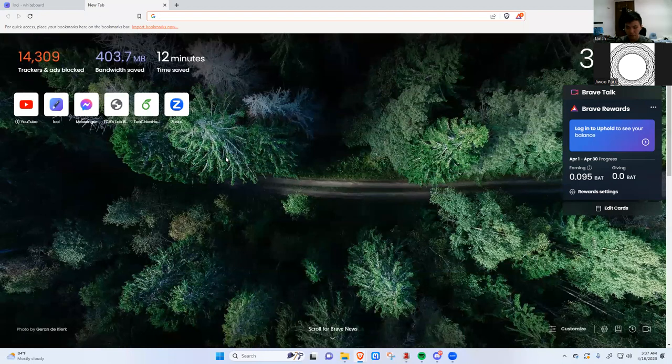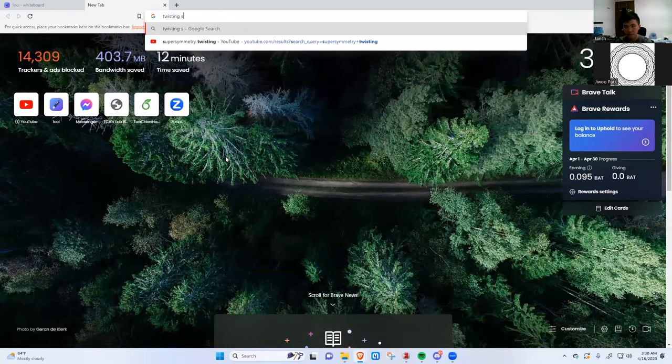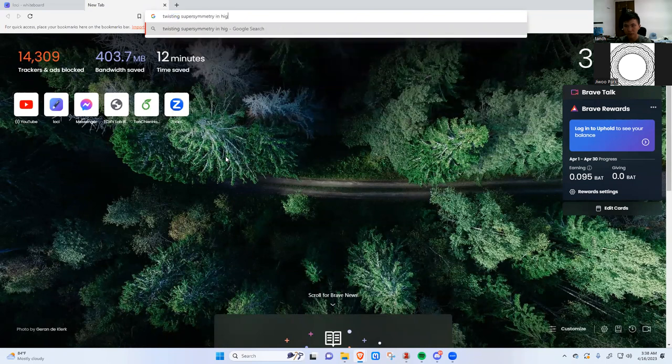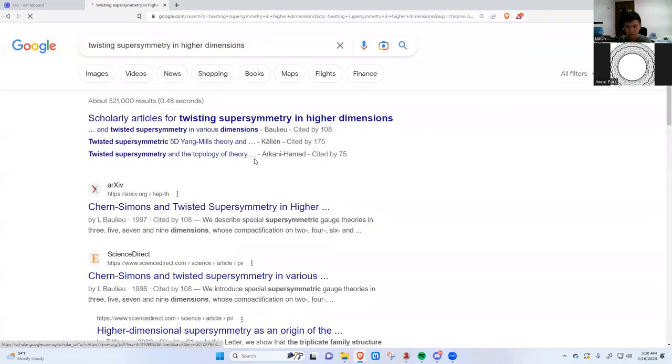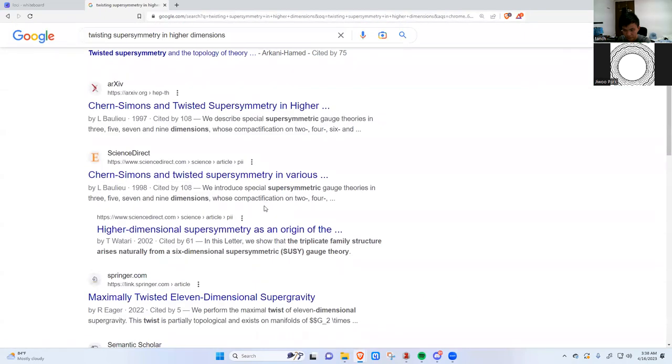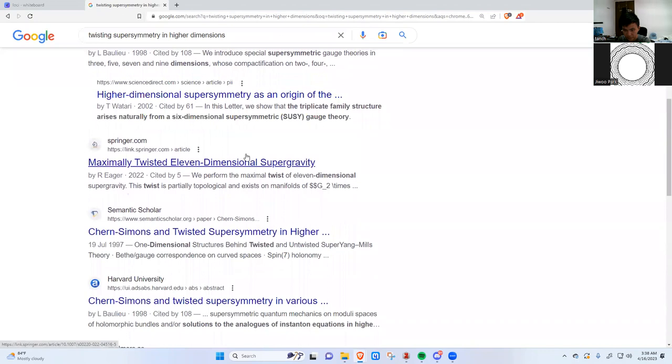Sure. So this thing, supersymmetry. So you're interested in testing supersymmetry in? Well, not really. I just want to check.